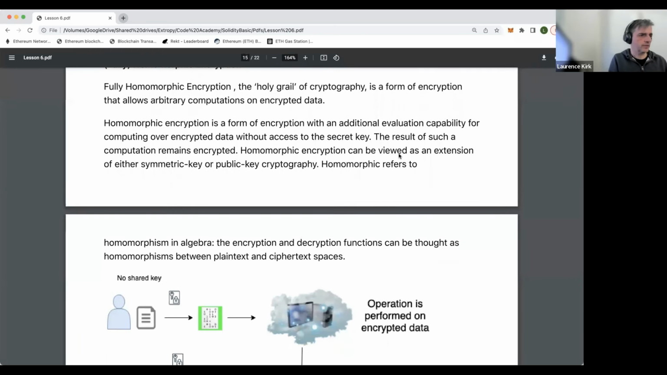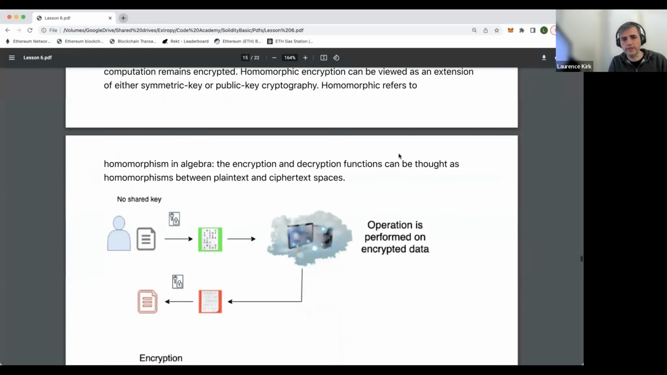And so this is a goal that cryptographers have been working towards, the idea that you could have fully homomorphic encryption, which would mean that you could encrypt some data and then do any arbitrary computation on that data, and that would still make sense.